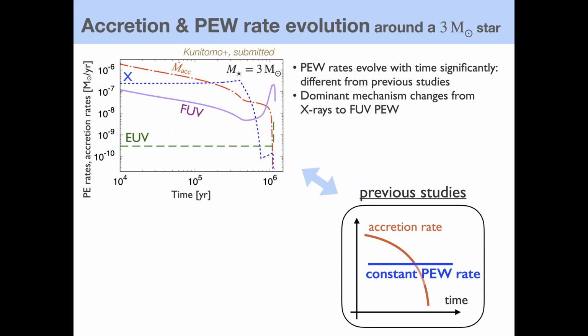However, in this slide, I'd like to stress the important role of the stellar evolution. This figure shows the evolution of the photoevaporation rates. Blue is X-ray, magenta is FUV, and the green line shows the EUV photoevaporation rate.